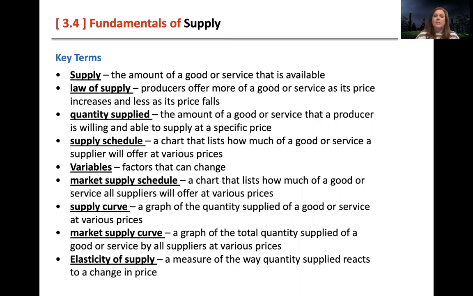Our market supply schedule, going with the supply schedule, this will be where it's the entire market. And again, we're going to be talking about pizza. So if we were talking about just a supply schedule, maybe it's for Papa John's, but the market supply schedule will be for all the pizza suppliers in Hendersonville. Our supply curve is a graph of the quantity supplied of a good or service at various prices. As soon as we're done with this, I'll show you how to draw one. The market supply curve, again, the supply curve might be supply for Papa John's. The market supply curve is the graph for everybody in Hendersonville.